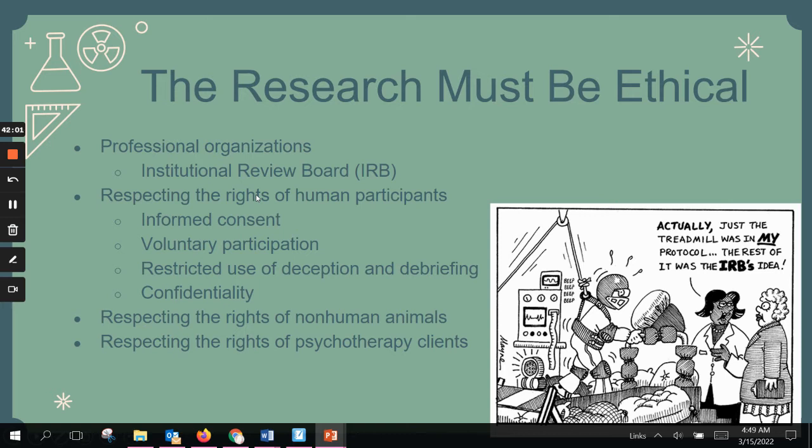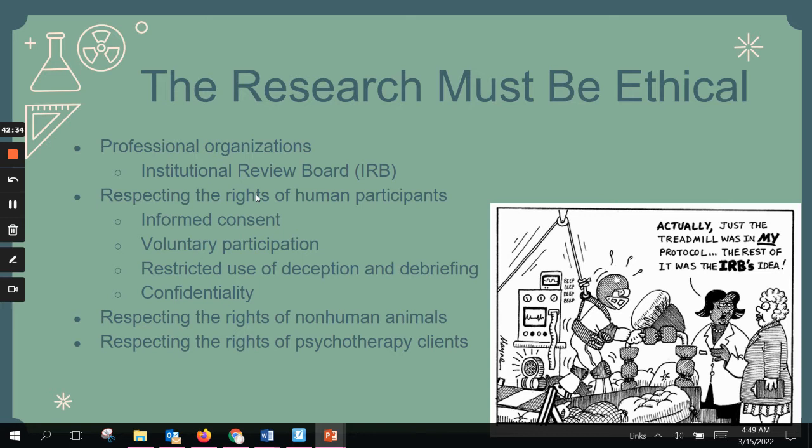The research must be ethical. So we have professional organizations such as the American Psychological Association that makes ethical research guidelines. And they do this through an IRB board, which is an institutional review board. So any type of organization that does research, hospitals, universities, like the National Institute of Health, any private organization as well, has to have an institutional review board.